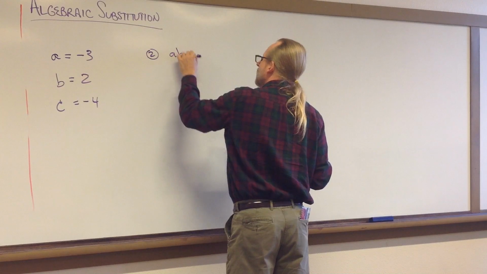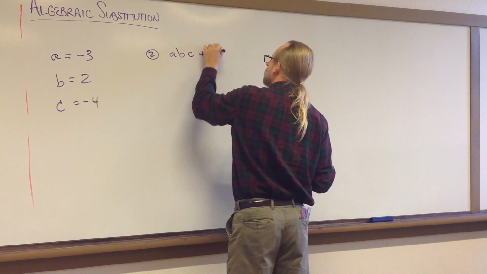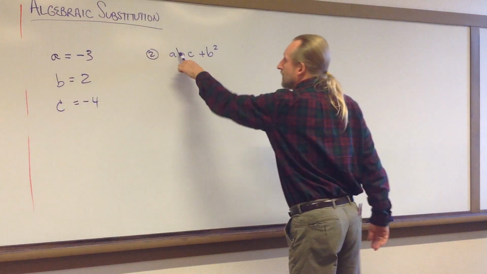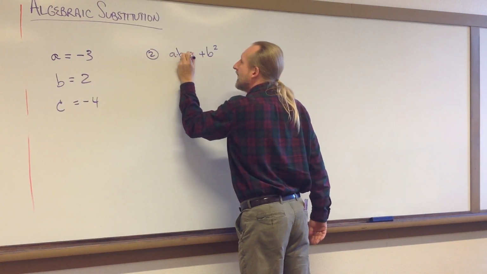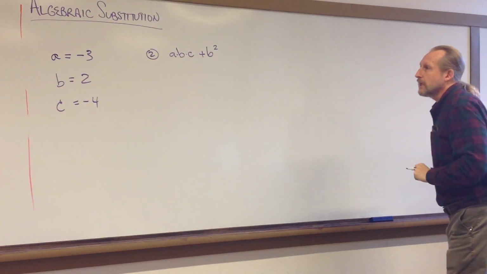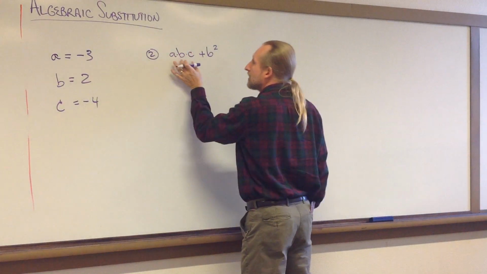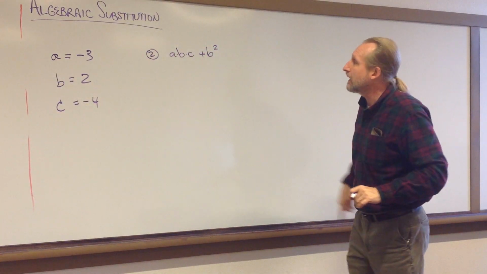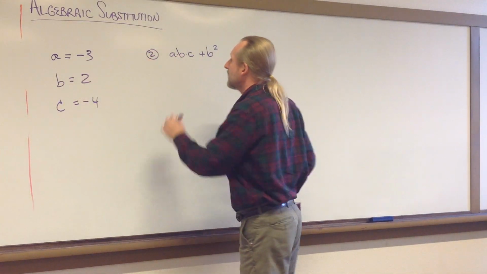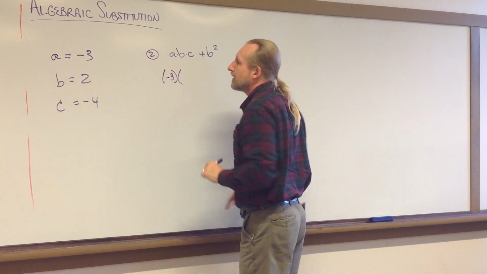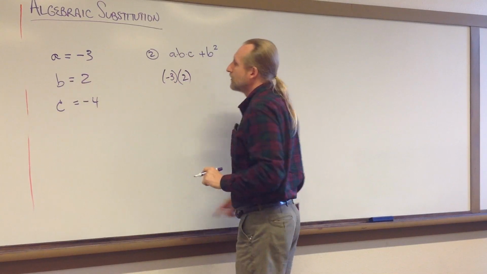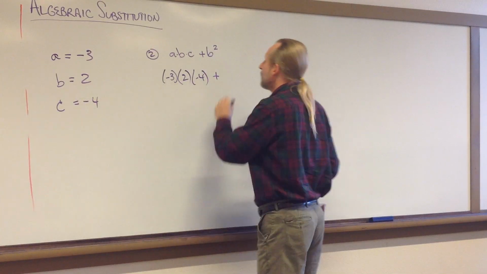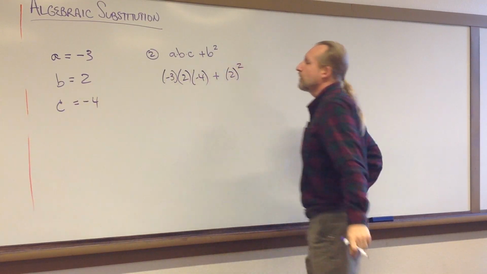In problem 2, ABC plus B squared. Okay, now when you see the letters written like this, that means A times B times C. Okay, so I'll use parentheses when I plug the numerical values in for each of these variables, okay? We know that A is equal to -3, so let's put a -3 in there. B is +2, and C is -4. And then the B squared is just going to be 2 squared.